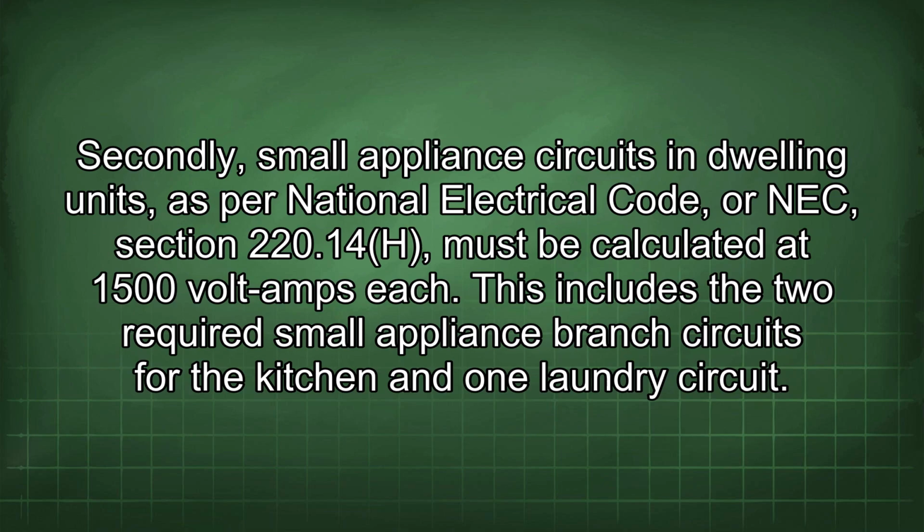Secondly, small appliance circuits in dwelling units, as per National Electrical Code, or NEC, Section 220.14H, must be calculated at 1500 volt-amps each. This includes the 2 required small appliance branch circuits for the kitchen and 1 laundry circuit.